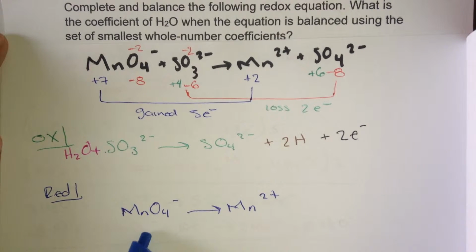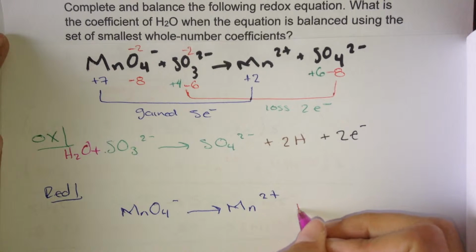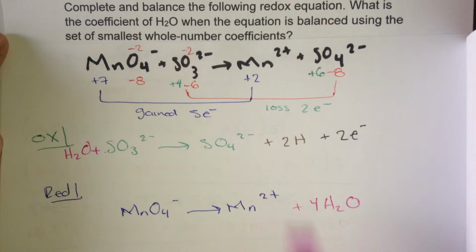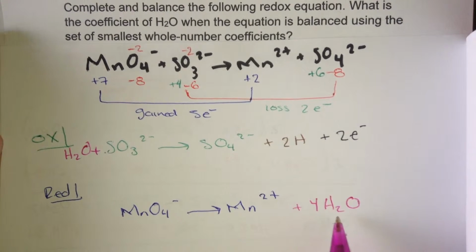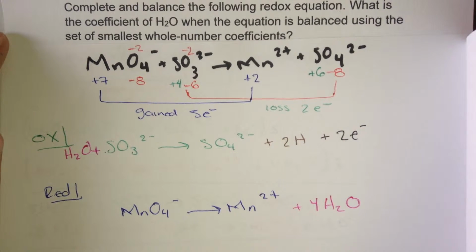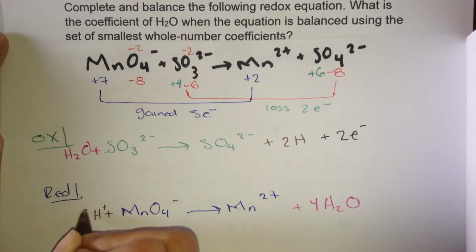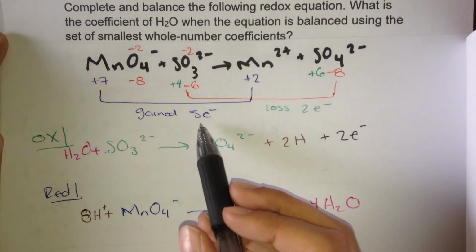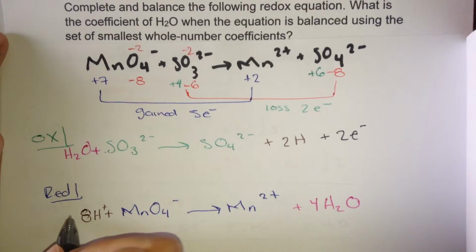Notice on this side we have oxygens, and on this side we don't. So we add water to that side. We have 4 waters. And on this side, to balance out our hydrogens, we add 8 hydrogens. Now that our components are balanced, we add the electrons. And since we gain 5 electrons, we add them on this side.